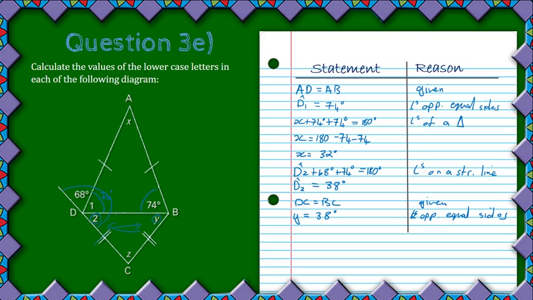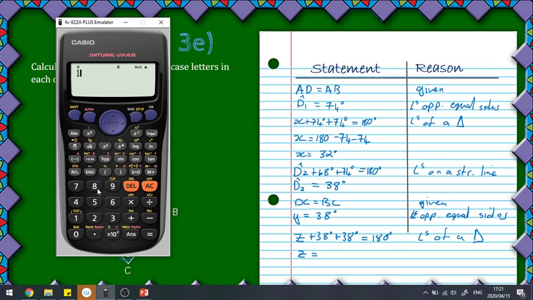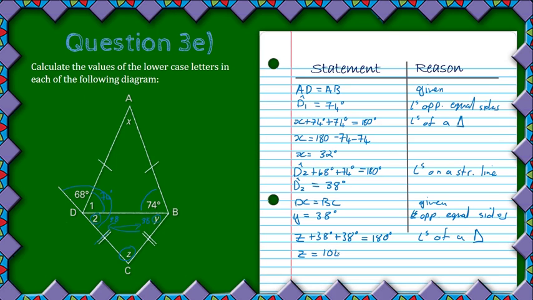Alright, and then finally, since we know both of these angles are 38 degrees, it's easy to find z by angles of a triangle. So z plus 38 degrees plus 38 degrees equals 180 degrees, angles of a triangle. And then solving for z, we simply say 180 minus 38 twice. So 180 minus 38 minus 38 is equal to 104 degrees.